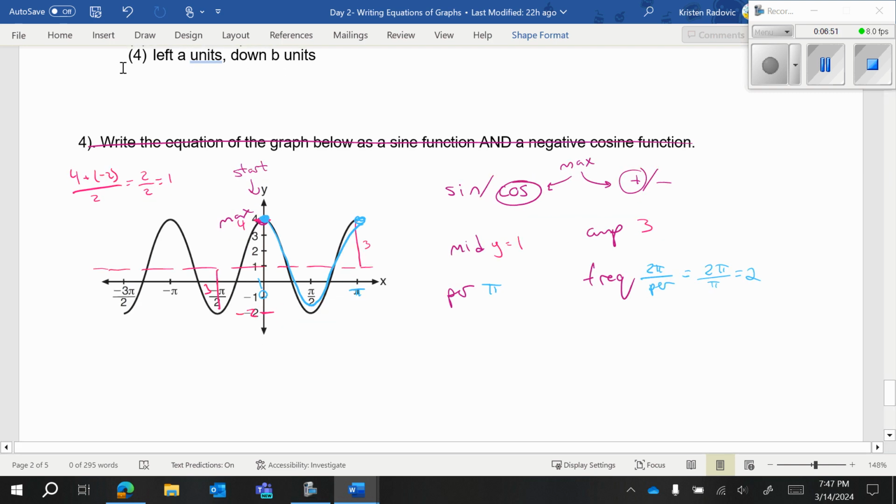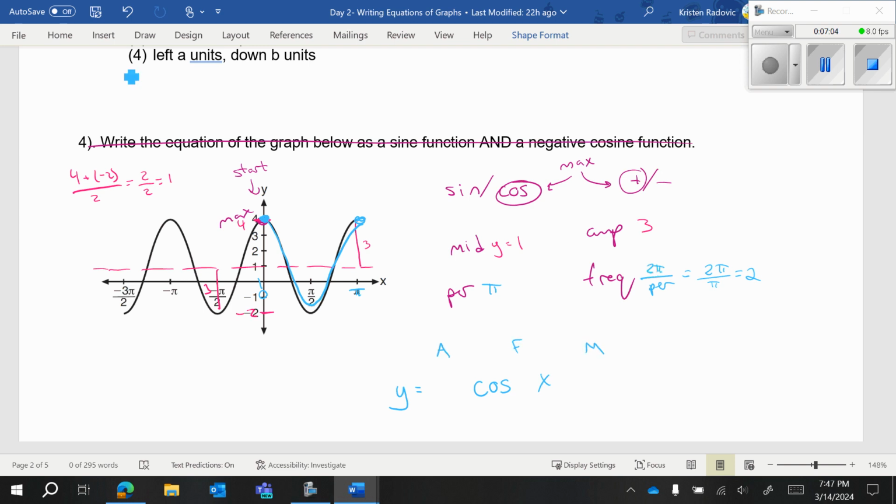Now, let's write the equation out. We have y equals positive cosine of x. We are going to remember A, F, M: amplitude, frequency, midline. Your amplitude was 3, your frequency was 2, your midline is +1. So this is the equation of that graph. And there are other ways to write this. We will talk about it another time.